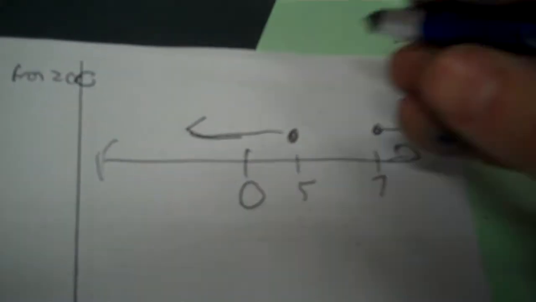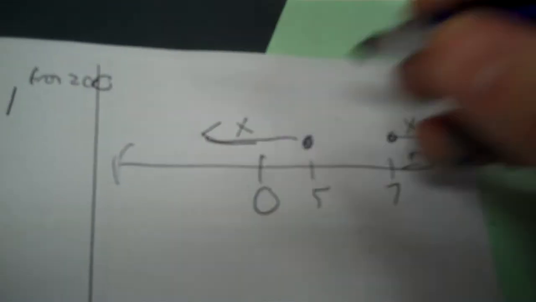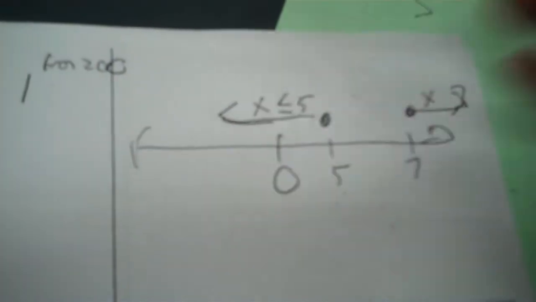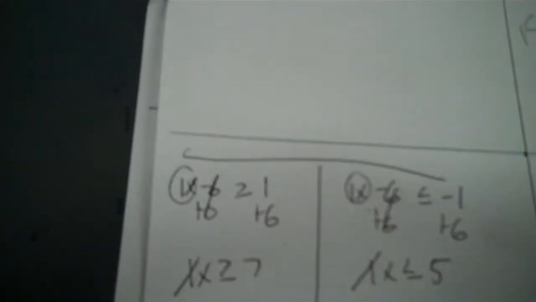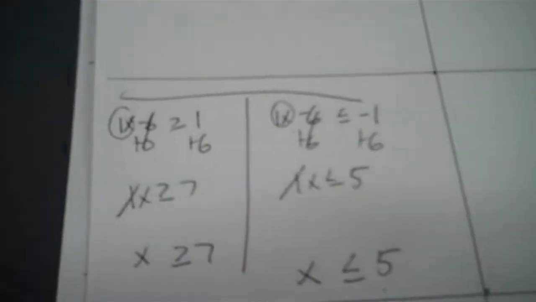Those are separate, so x, 5, 7, goes less than that way with the bar, greater than that way with the bar. And that's how you do an absolute value with inequalities. You're going to make the table, do 1 and negative 1.